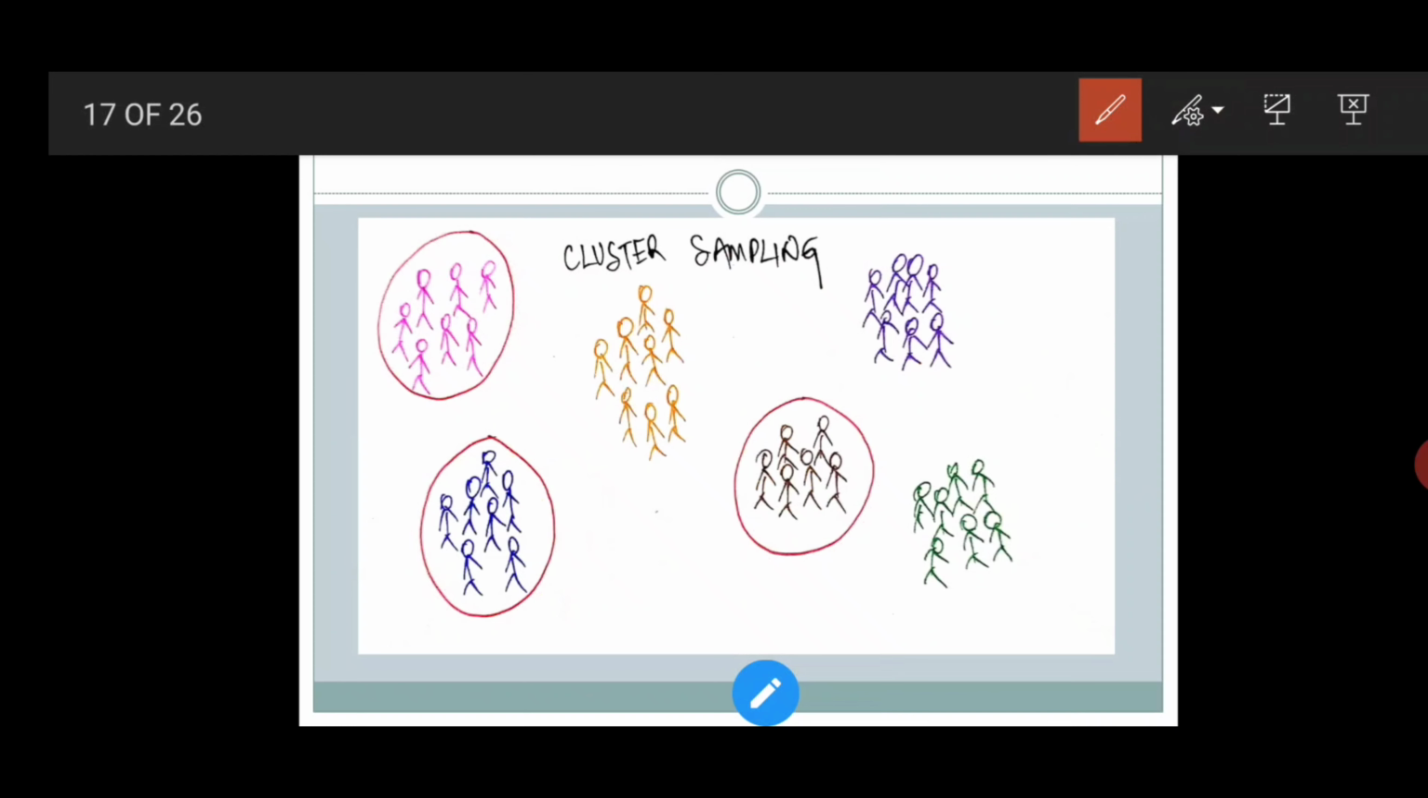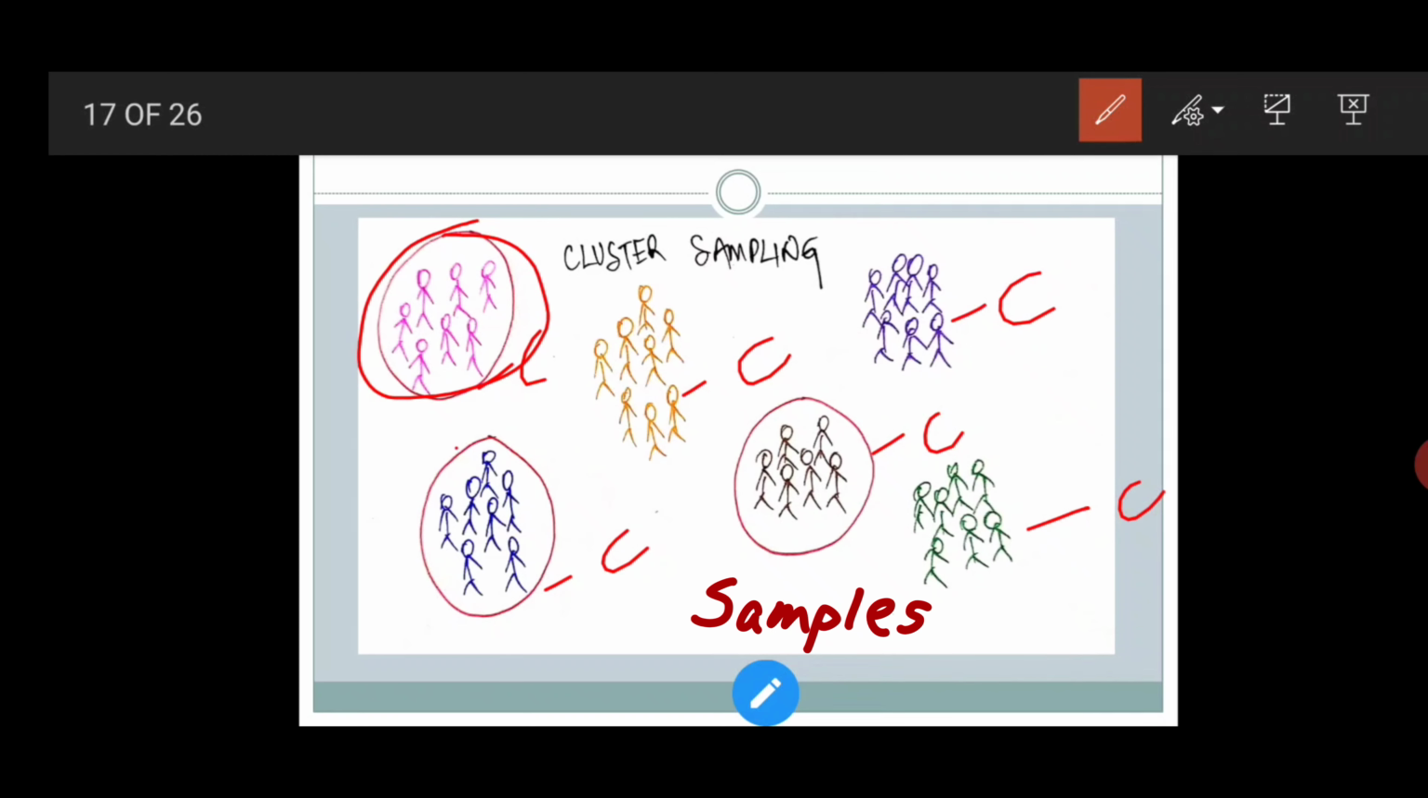So this is a diagram of cluster sampling. Each one of these groups represents a cluster. Okay. And these clusters are the selected sample.